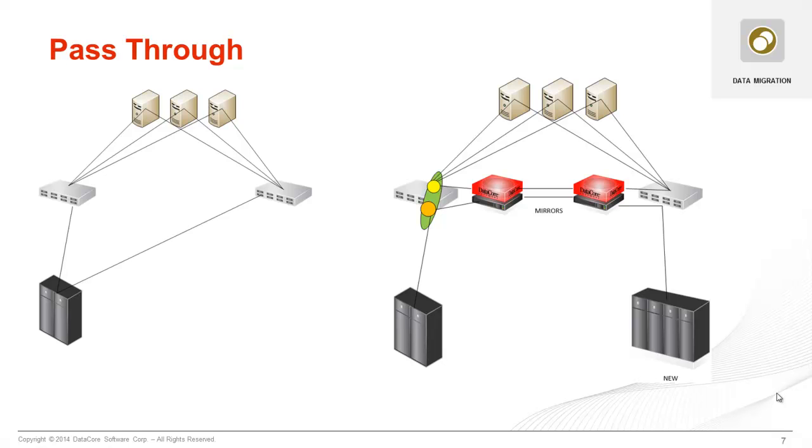On the left switch, you can see the parallel zoning that needs to be put in place for DataCore to enable pass-through. Simply put, the DataCore backend port needs to see the old storage array, and its front-end port must be connected to the host. Makes sense, right?